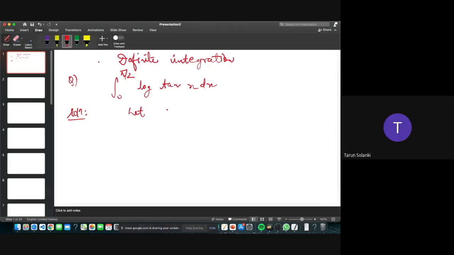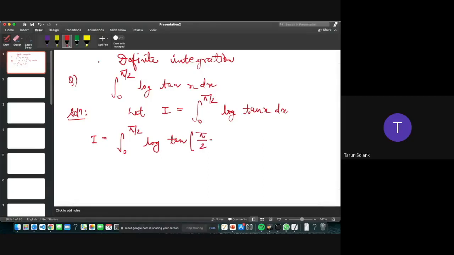We will assume that I is equal to the integral from 0 to pi by 2 of log tan x dx. So I is equal to the integral from 0 to pi by 2 of log tan of (pi by 2 minus x) dx. We are applying the king property. So it becomes the integral from 0 to pi by 2 of log cot x dx. This was equation 1 and this is equation 2.